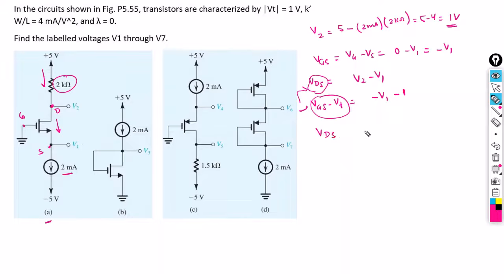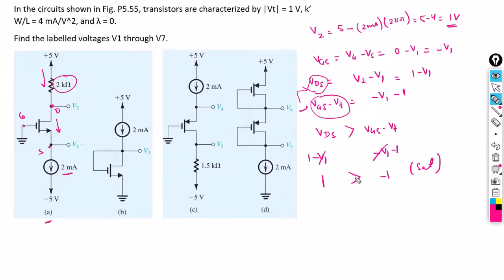So let's see VGS minus VT. VDS is V2 minus V1, and V2 we have already calculated, so VDS is 1 minus V1, and VGS minus VT is minus V1 minus 1. You will see this minus V1 will cancel out from both sides, and you can see on the left side you have 1 and on the right side you have minus 1. So obviously the left side is greater than the right side. So the transistor will be in saturation region, because VDS is greater than VGS minus VT.